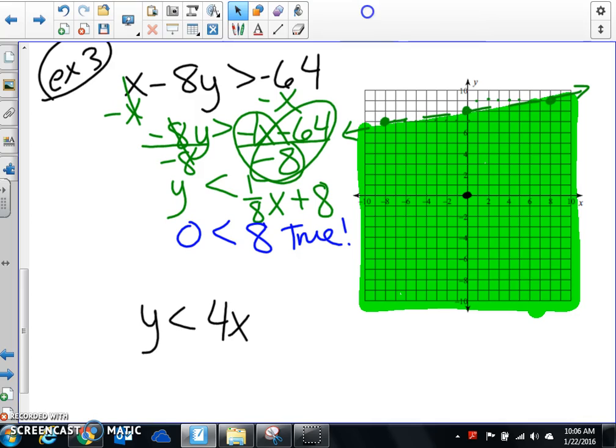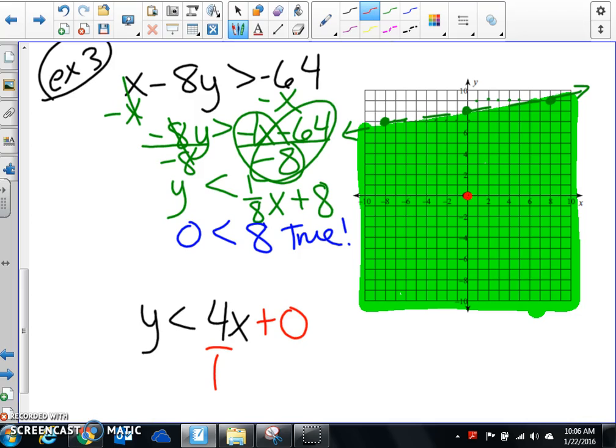Over here, it's already in y is less than 4x. So if you want to, and I like to, I put plus 0. So I go 0 is my y-intercept, 4 over 1. So up 4, 1, 2, 3, 4 over 1. Down 4, 1, 2, 3, 4 over 1. It does not have an equal sign under there, so it's going to be dashed.